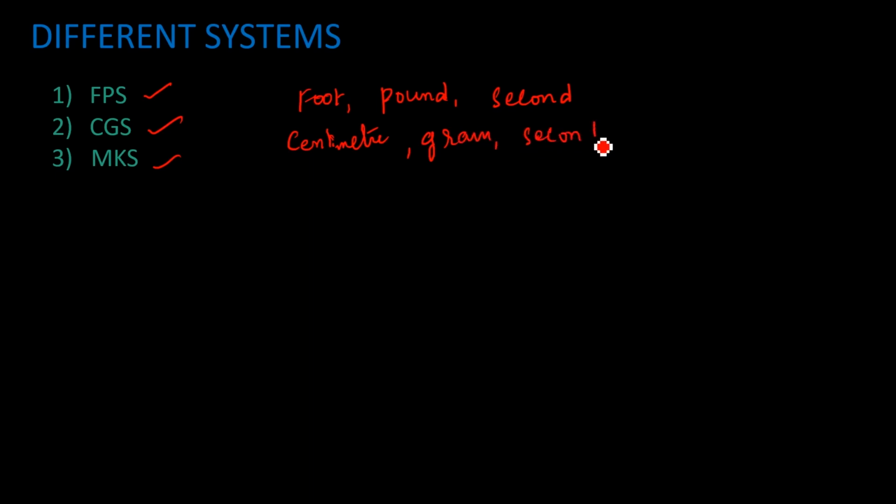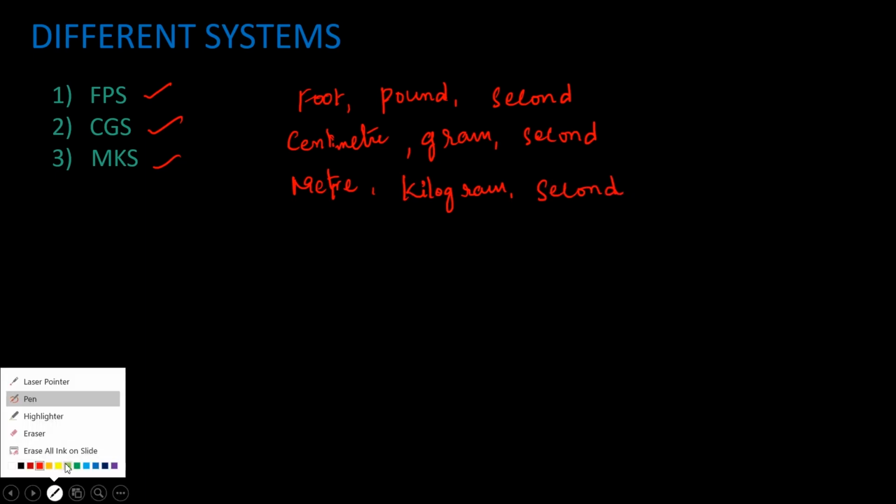What are the systems? F is foot, pound, and second. The second one is centimeter, gram, and second. The third one is meter, kilogram, and second. Like this we are able to tell.